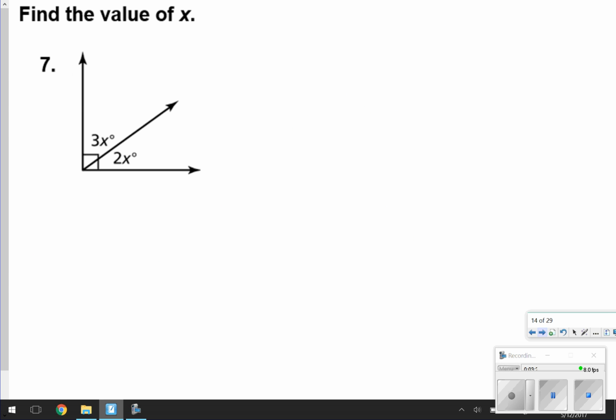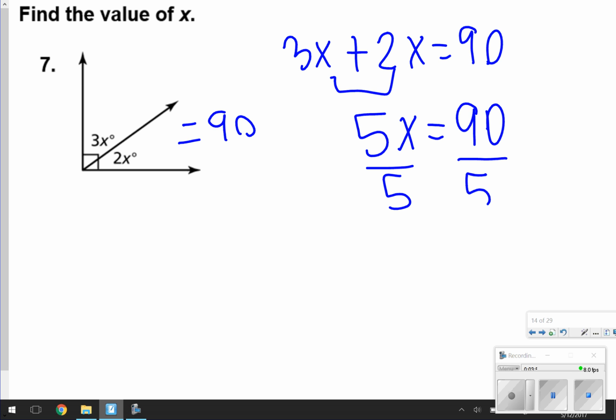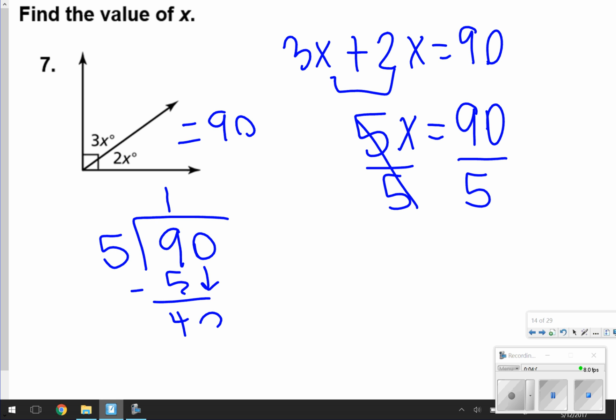Number 7, also finding the value of x. A little bit trickier here because I know that this should be equal to 90 degrees, so what I have to do is write an equation. 3x plus 2x is equal to 90. I can combine like terms before I start to solve for x. 3x's and 2x's make 5x's, so 5x is equal to 90. Then solving for x, I'm just going to divide by 5 on both sides. These 5's will cancel out. So I'll now just have to figure out how many times 5 goes into 90. 5 goes into 9 one time, with 4 left over, bring down that 0, and 5 goes into 40 8 times nicely. So x is equal to 18.